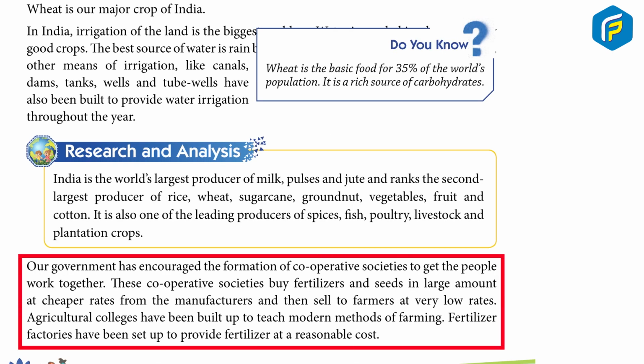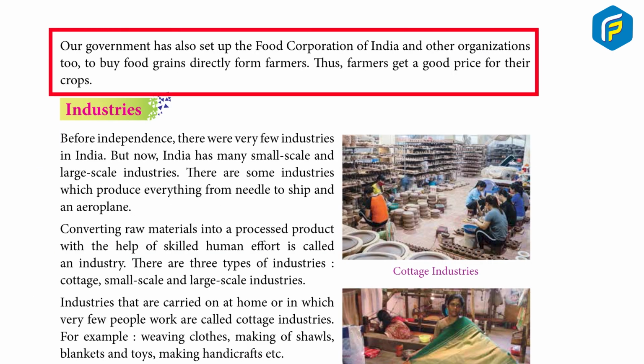Our government has encouraged the formation of cooperative societies to get people to work together. These cooperative societies buy fertilizers and seeds in large amounts at cheaper rates from the manufacturers and then sell them to farmers at very low rates. Agricultural colleges have been built to teach modern methods of farming. Fertilizer factories have been set up to provide fertilizer at a reasonable cost. Our government has also set up the Food Corporation of India and organizations to buy food grains directly from farmers. Thus, farmers get a good price for their crops.